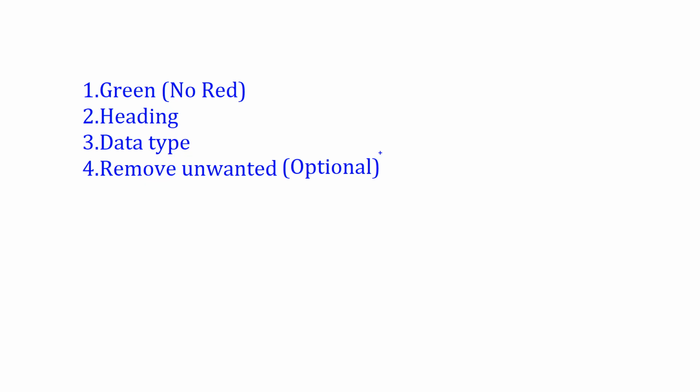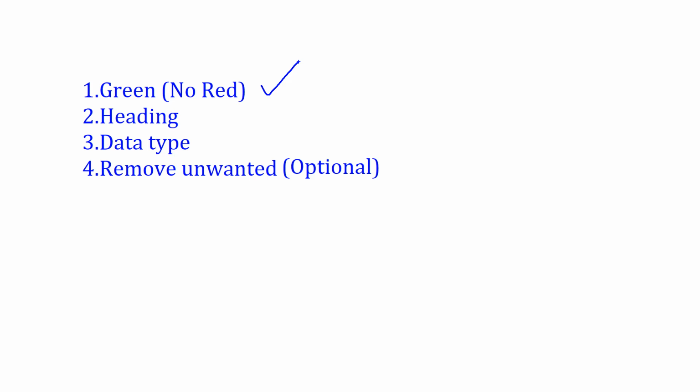Even the sheets, even the tables, can sometimes be removed. We'll explore it. So these four things, please remember: first, green; second, heading; third, data type; fourth, remove unwanted. Let us start with the first one, green. How do I check whether my data is green or not?